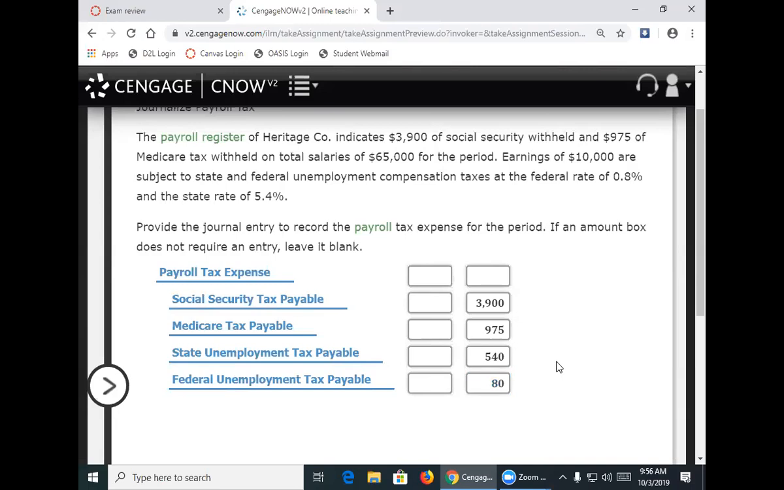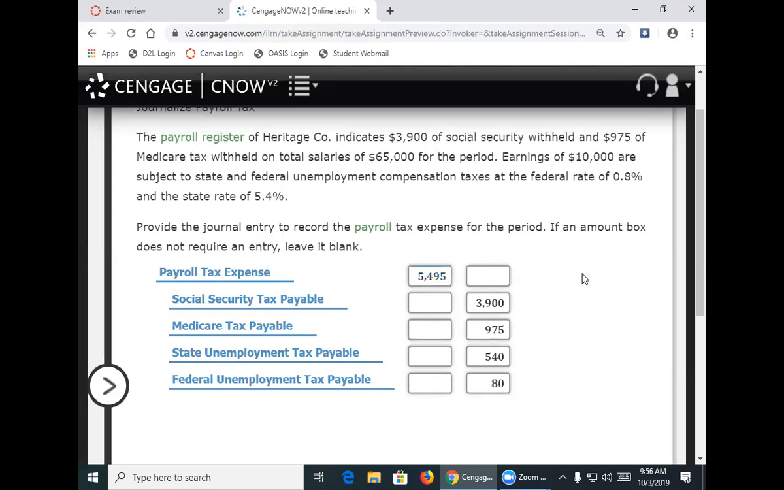So again, from the employer side, the payroll tax expense for the employer, these are what the employer is paying. These aren't being withheld from the employee. We're required to pay Social Security and Medicare, matching the employee, and then both state and federal unemployment. So what's the total payroll tax expense? $5,495. Very good.